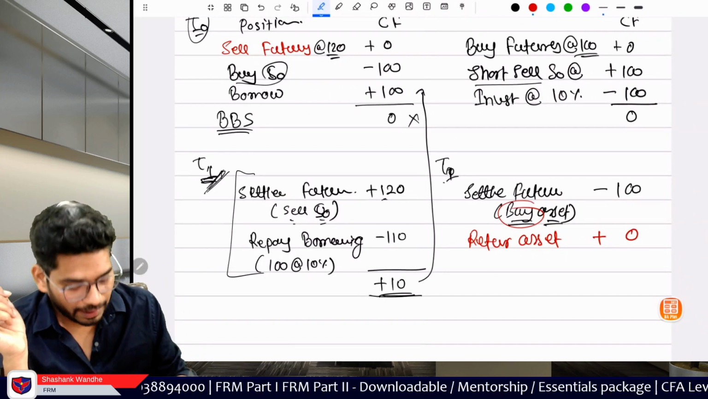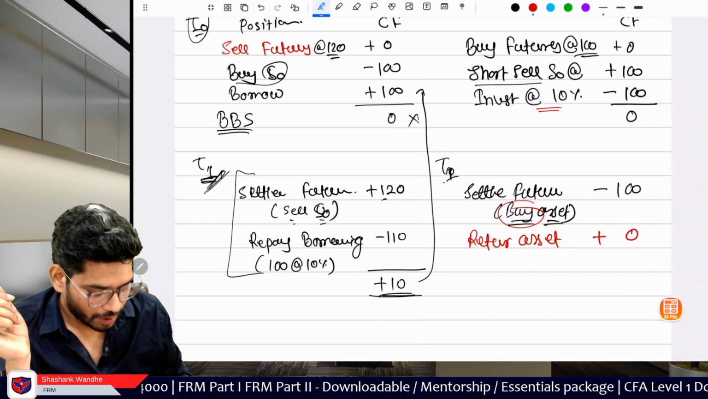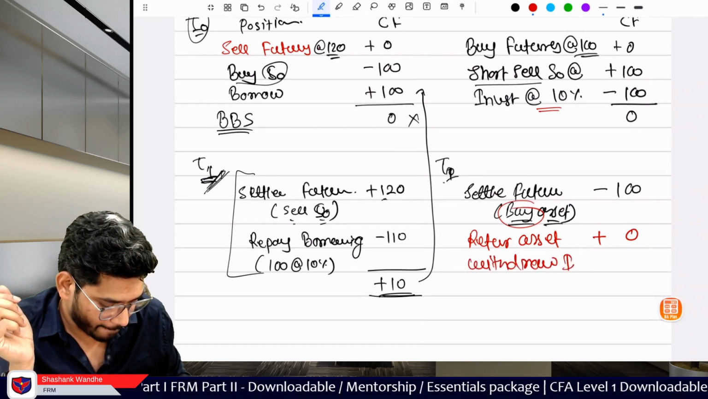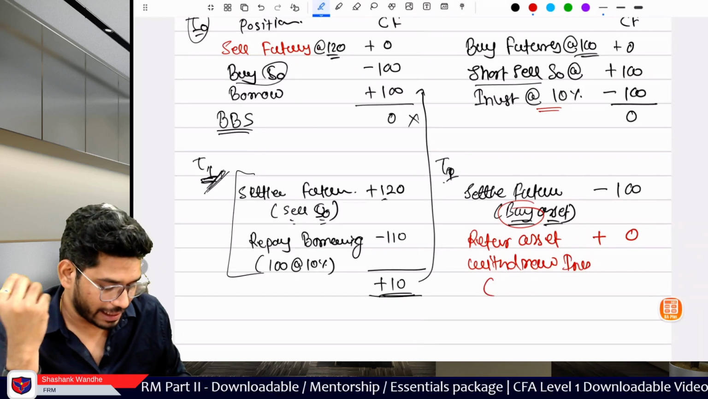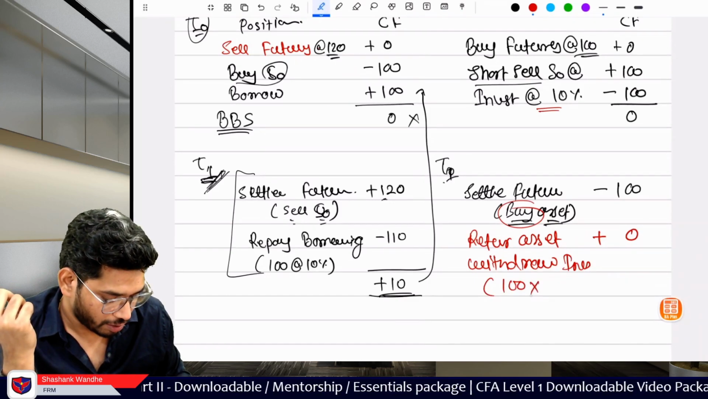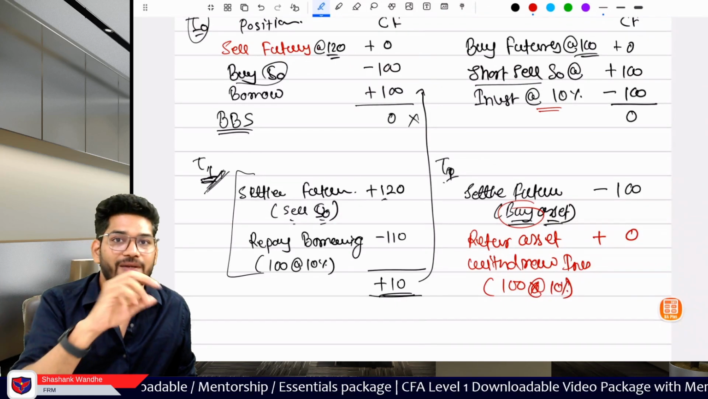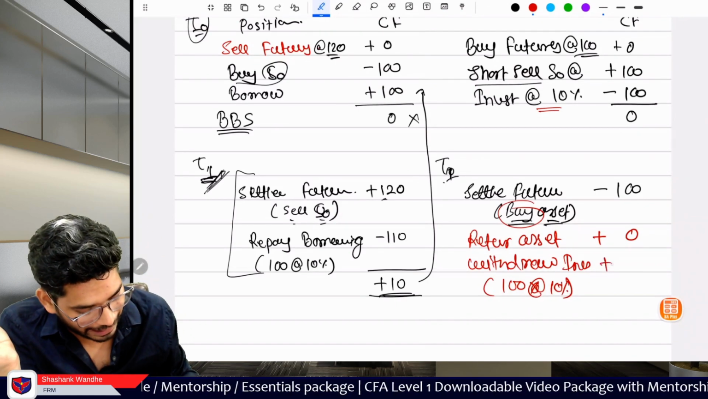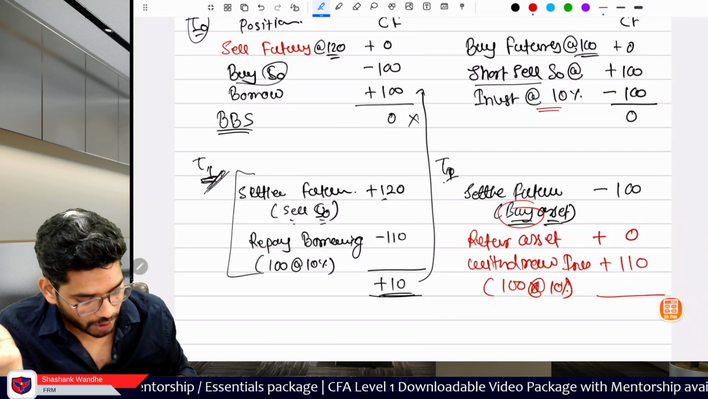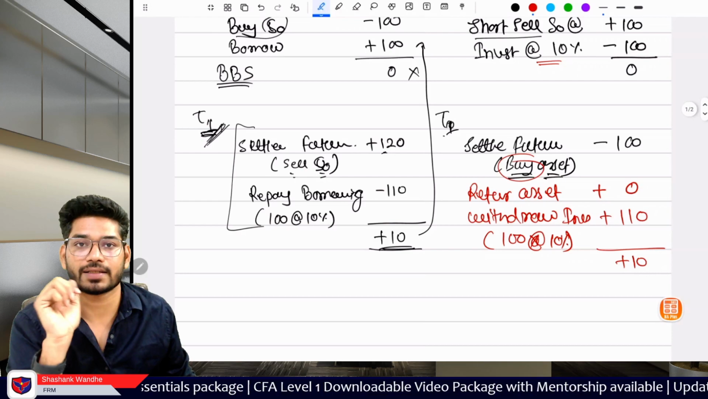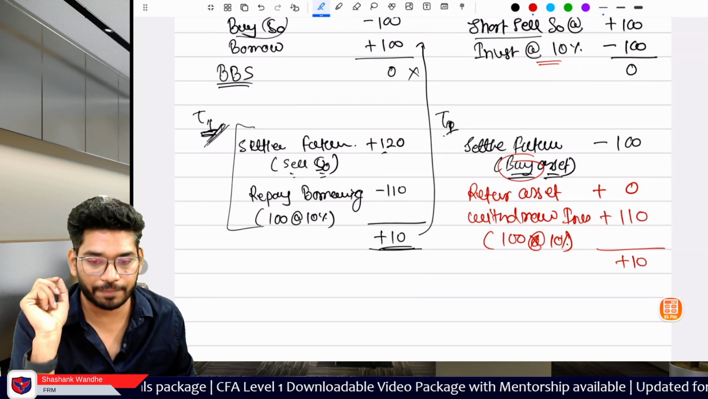And then remember, we have this investment. So we will withdraw the investment. How much will we get in the withdrawal? We invested at 10%, right? So 100 invested at 10% means you will get 110. So here again, the cash flow is plus 10. Very simple and straightforward, right?